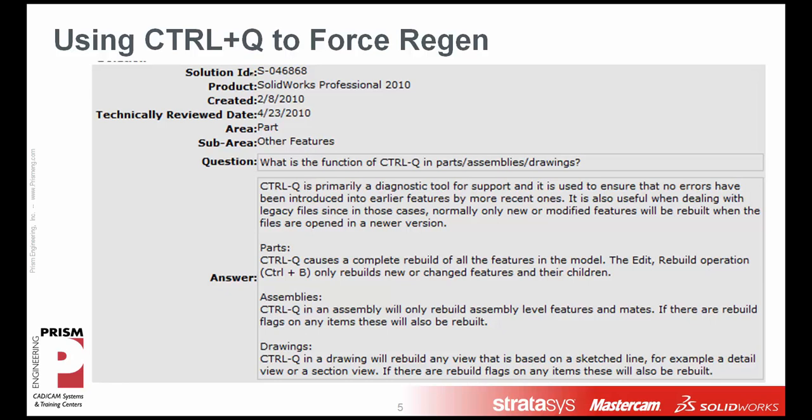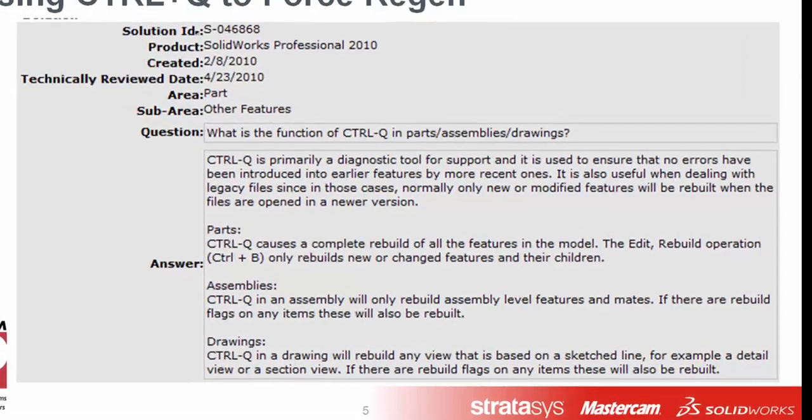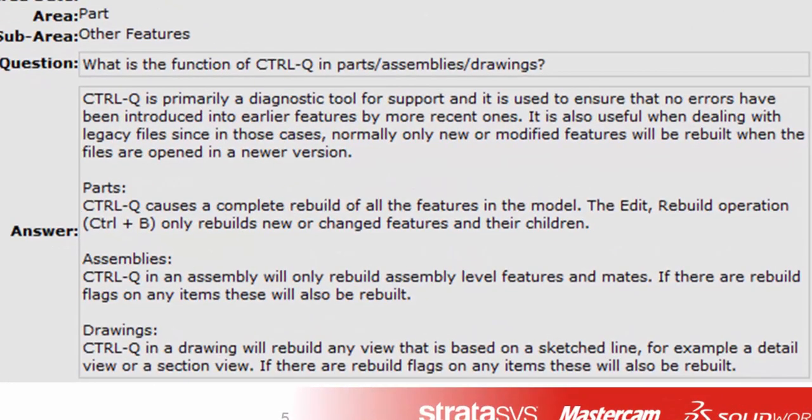Well, why does that happen? If you look at this solution at the SolidWorks knowledge base, you can see that the Control-Q command is actually a more elaborate rebuild than a standard rebuild command. Let's take a look at the section that says Parts, next to where it says Answer. And you can see that it says Control-Q causes a complete rebuild of all the features in the model.